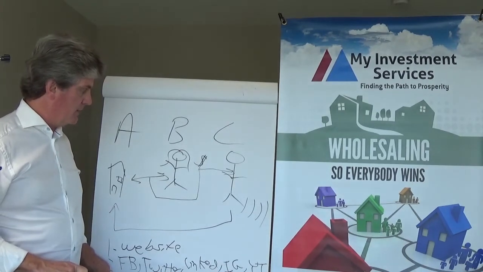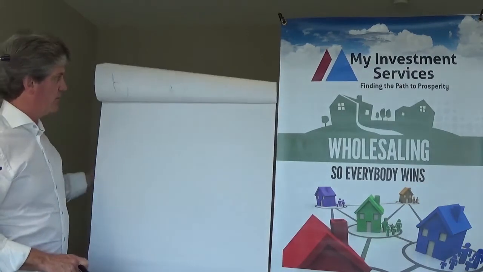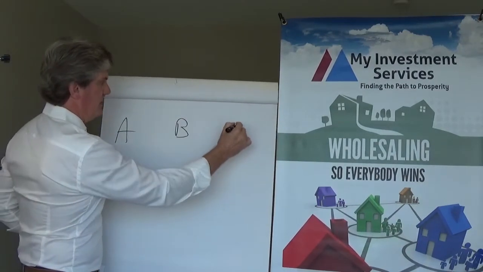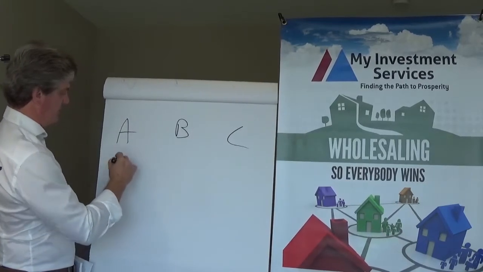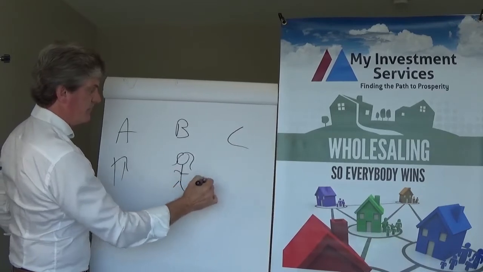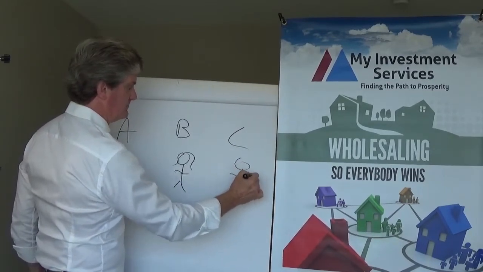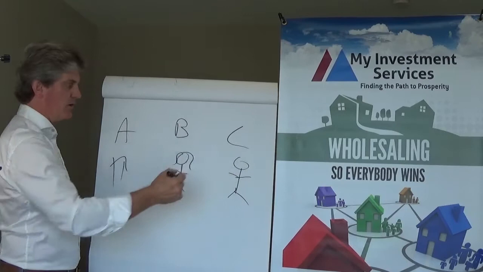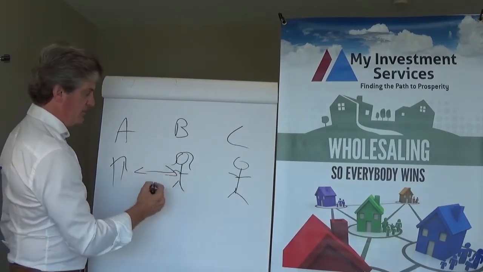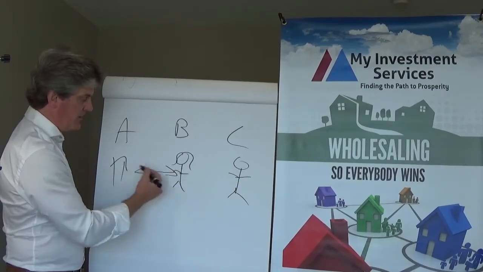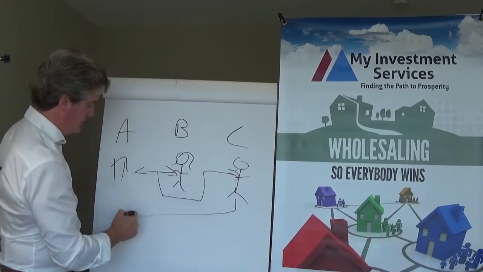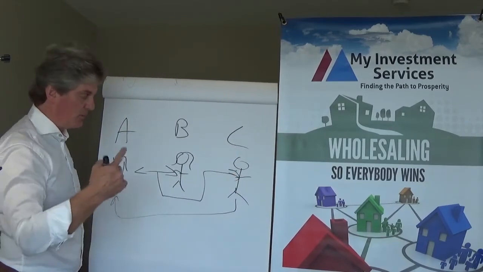Okay? So let's flip another page or start over again. So we got A, B, and C. Remember the seller, the wholesaler, and the end user, right? Abel, Baker, Charlie. We'll call her B for Beatrice, okay? We talked about the basic wholesale transaction before. The wholesaler gets a property under contract, sells the contract to this end user, who then comes along and buys the property.